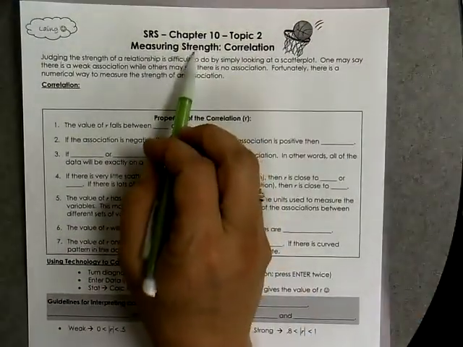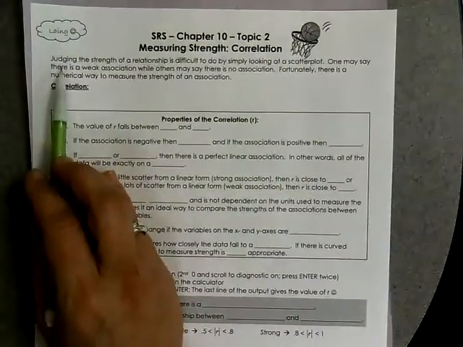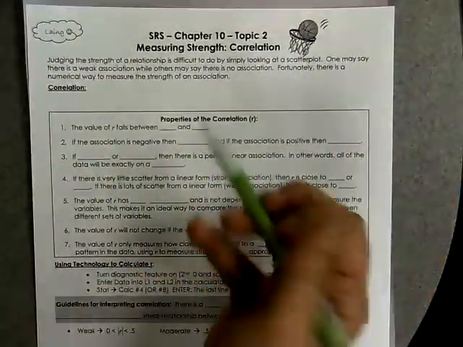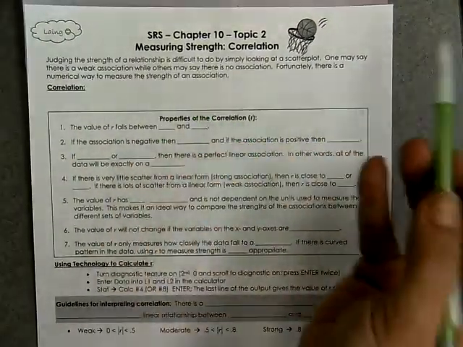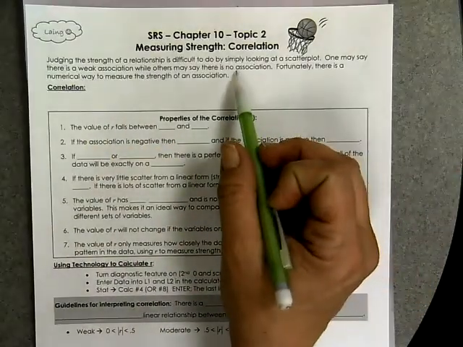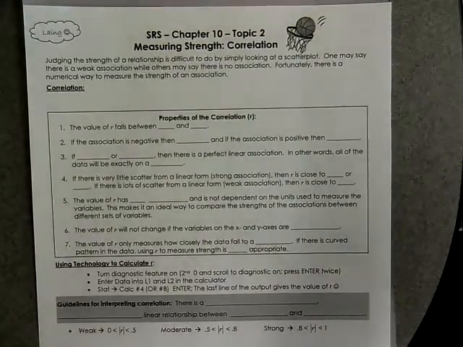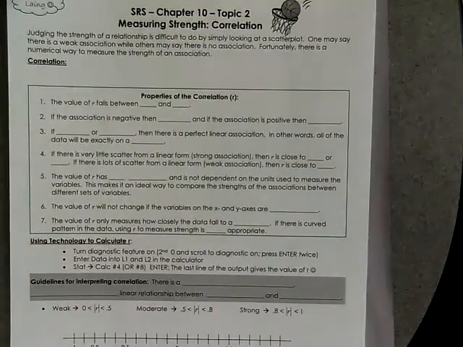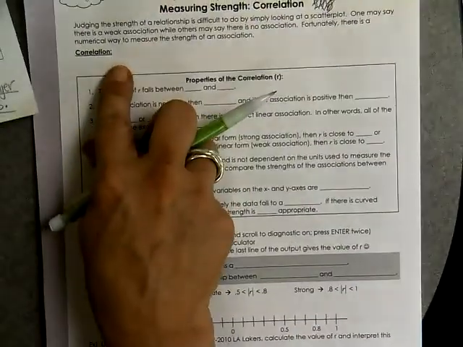Today we're going to talk about how we would measure strength. Judging the strength of a relationship when you see it in a scatter plot is difficult to do. One person might say there's a weak association, others might say there is no association. Fortunately, there's a numerical way to measure the strength of an association, and that is the correlation.